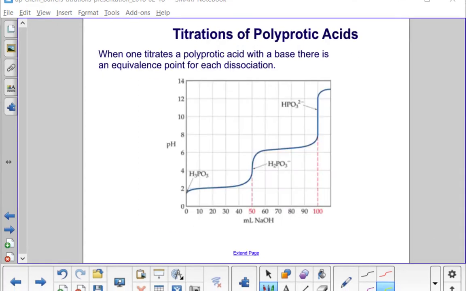If you perform a titration of a polyprotic acid, you will see an equivalence point for the dissociation of each hydrogen. So if I start with H3PO4 here, my first equivalence point is the loss of the first H+ hydrogen ion. Then the second equivalence point is the loss of that second hydrogen ion.